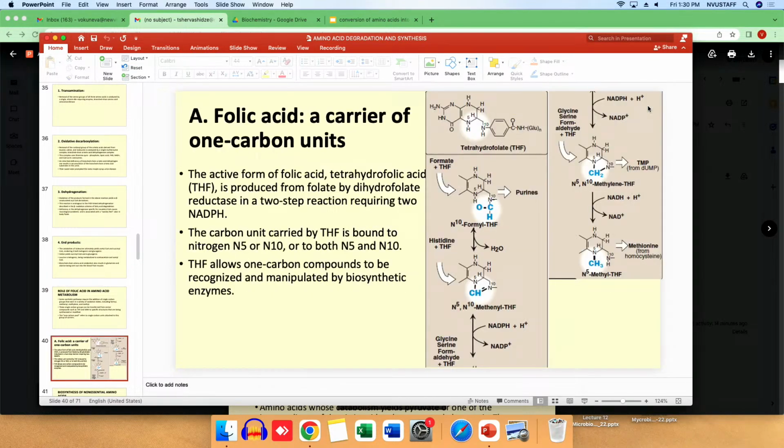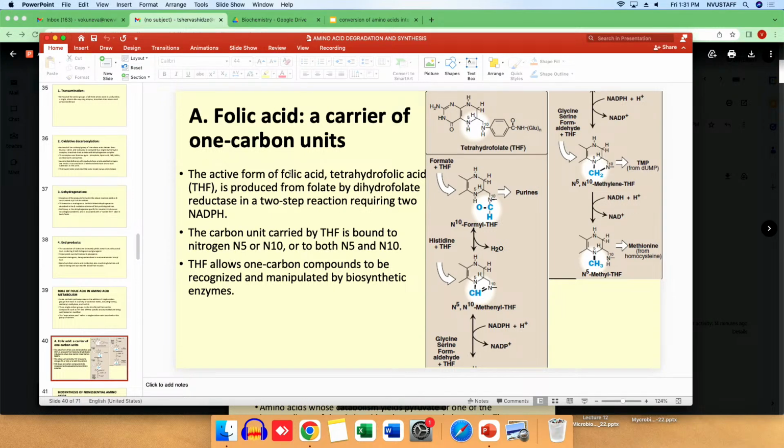Okay, folic acid is a carrier of one carbon unit. We talked before about the folic acid. We talked about the folic acid derivatives in the beginning, if you remember, and this folic acid derivative is a participant of the chemical reaction. It's not an enzyme itself, right? It's not an enzyme itself, but a derivative.